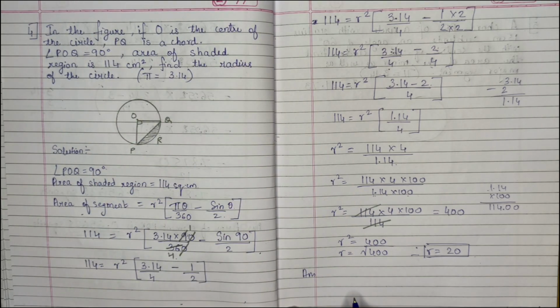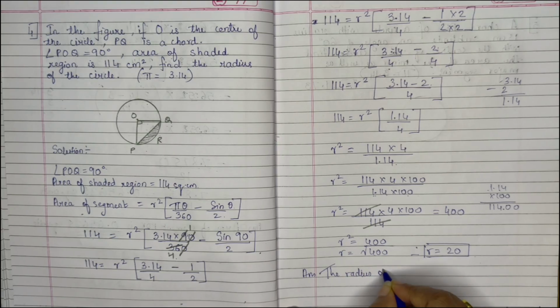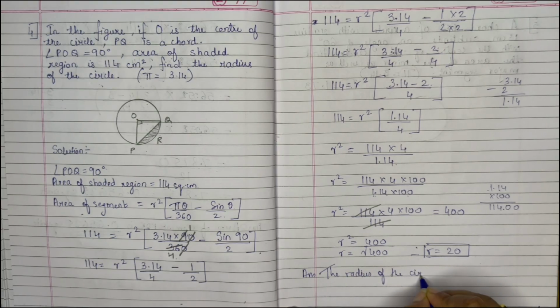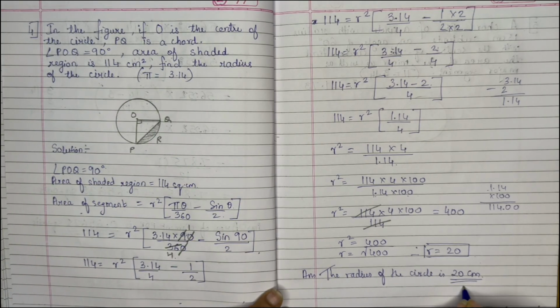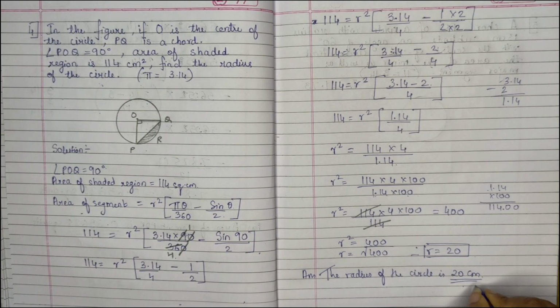Find the radius of the circle. Radius of the circle is 20 centimeters. Understood? So we have finished the fourth sum.